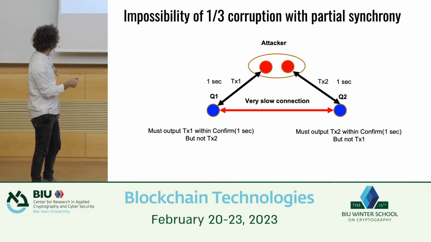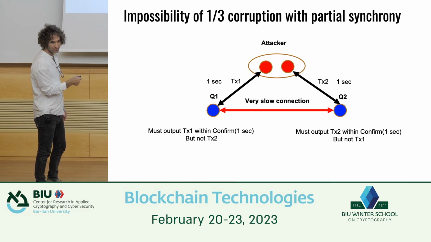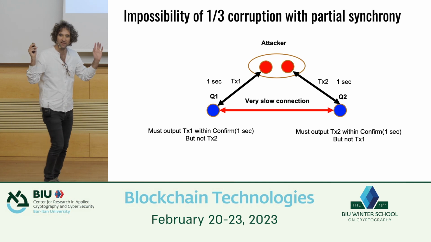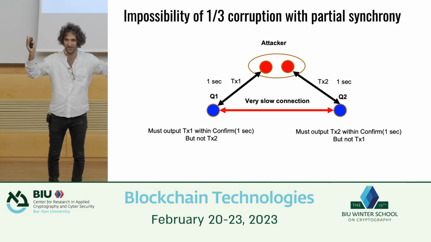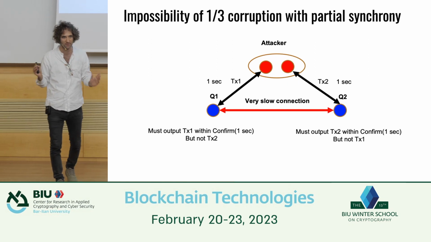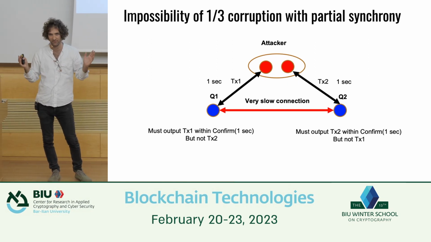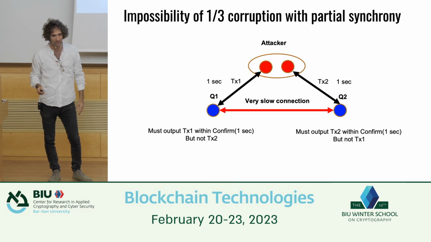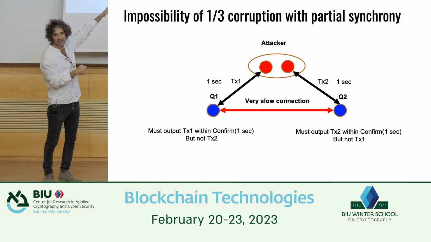Within confirm of 1 second. For simplicity, think of confirm as being 10 times delta. Typically we have these types of bounds. In fact, you can get even 3 delta for typical protocols. So we know here that within 3 seconds, this needs to provide an output and TX1 needs to be there, okay?